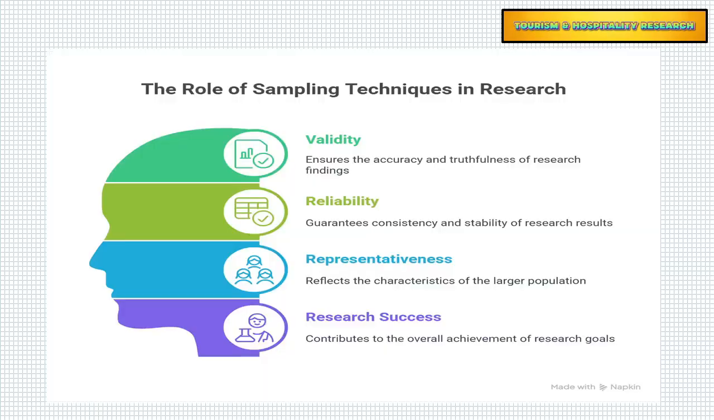The role of sampling techniques in research. How does it help you? The first is validity. It ensures the accuracy and truthfulness of the research findings. A reliable sampling method guarantees consistency and stability of research results. A representative sample reflects the characteristics of the larger population. It is crucial for the success of your research as it contributes to the overall achievement of the research goals.